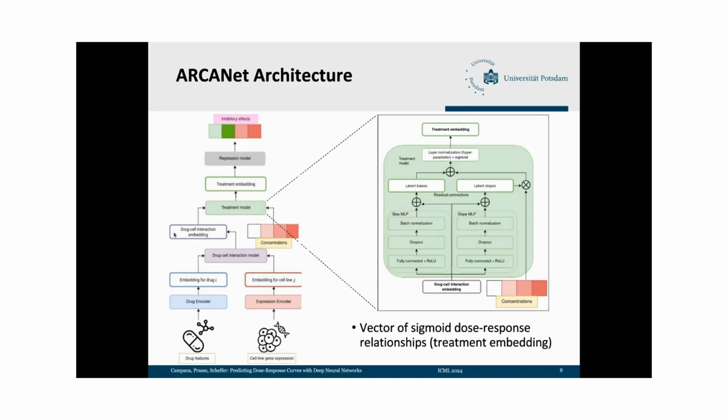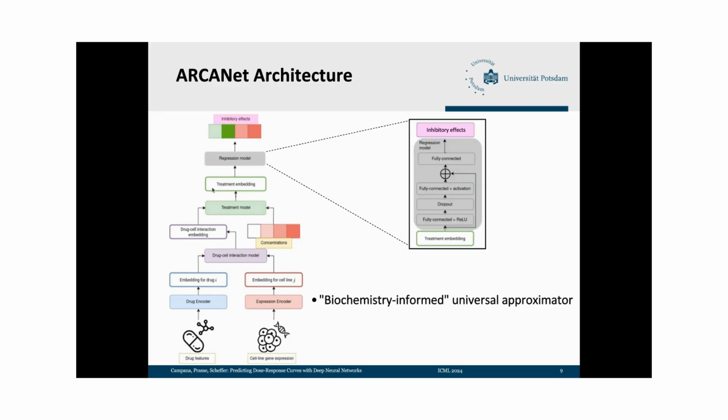Then, this vector is combined with the concentration and is transformed into a second latent representation where each of the hidden units is a Hill equation. And finally, with a multilayer perceptron, the architecture produces an inhibitory effect associated to each of the concentrations, generating a dose response curve in the process.